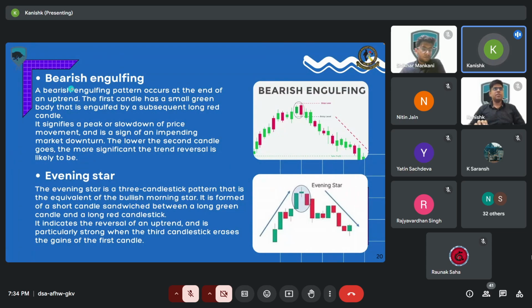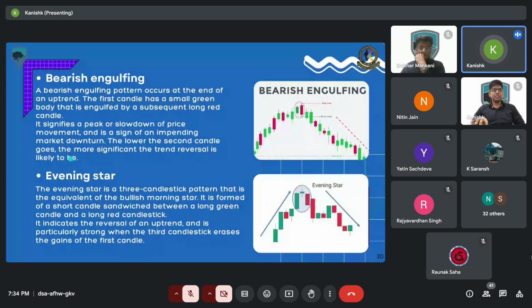So a bearish engulfing pattern occurs at the end of an uptrend. The first candle has a small green body that is engulfed by the subsequent long red candle. It signifies a peak or slowdown of price movements and is a sign of an impending market downturn. The lower the second candle goes, the more significant the trend reversal is likely to be. Okay, now let's go to our charts and see it.